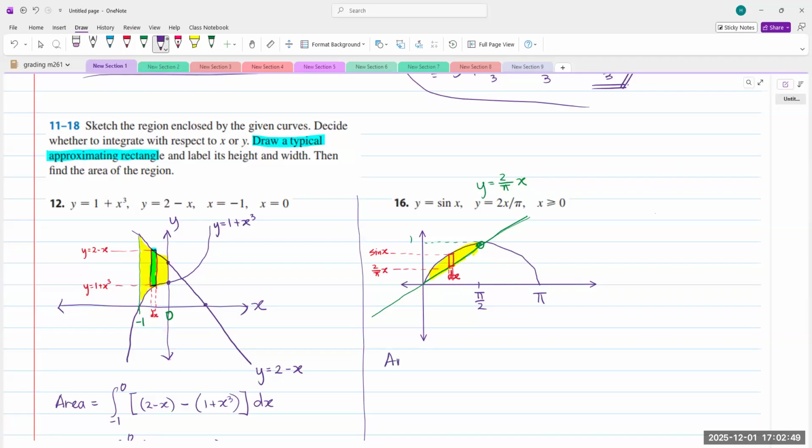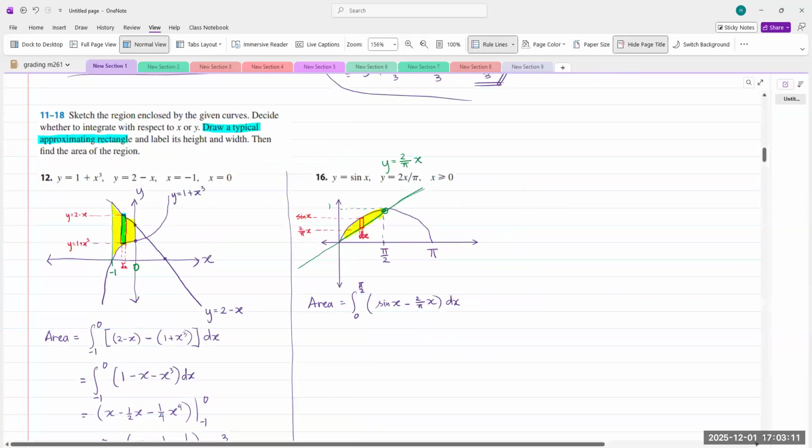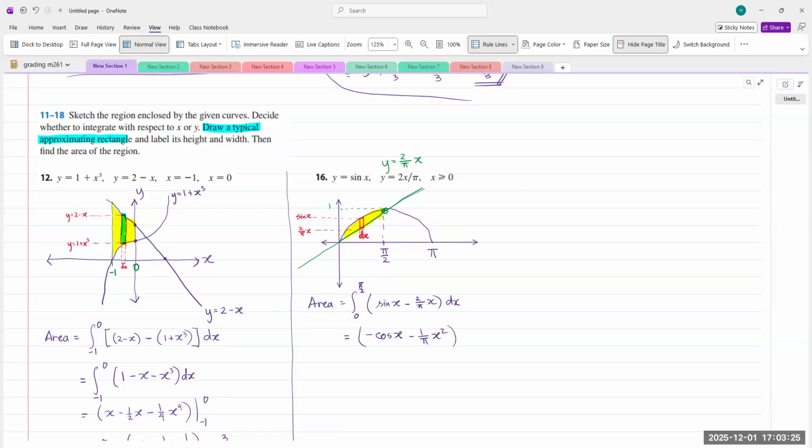Therefore, the area will be the integral from 0 to pi over 2 of the upper function sine x minus the lower function 2 over pi x, dx. The integral of sine x is negative cosine x. The integral of 2 over pi x is negative 1 over pi x squared, from 0 to pi over 2.